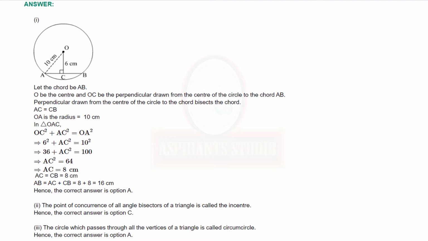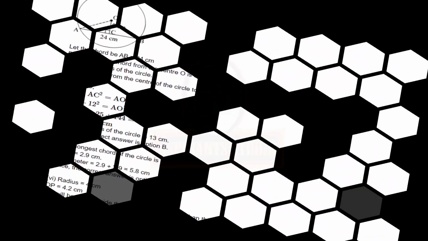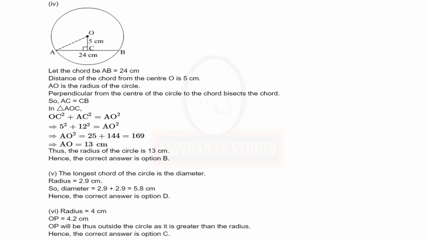Now coming to the third one. The circle which passes through all the vertices of a triangle is called dash. The circle which passes through all the vertices of a triangle is called circumcircle. Length of a chord of a circle is 24 centimeters. If the distance of the chord from the center is 5 centimeters, then the radius of that circle is dash.